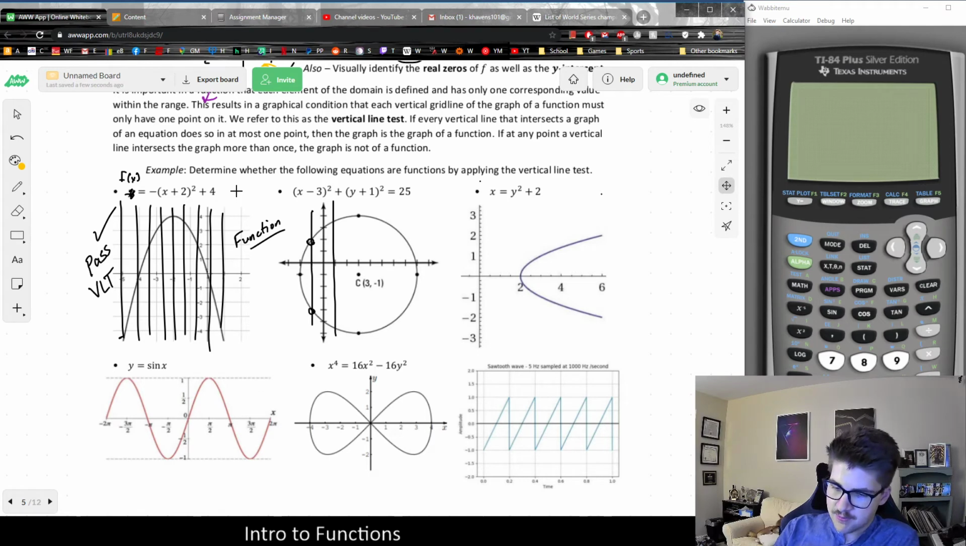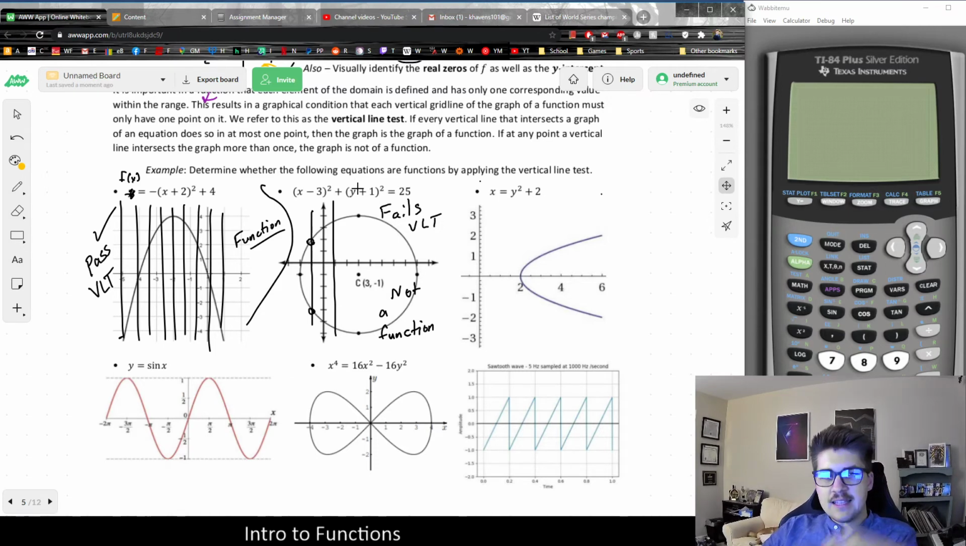So we'd say that this one fails the vertical line test. And so this one is not a function. And also notice that a lot of times if y is within a square, if that is happening to the y variable, it means it cannot be a function.